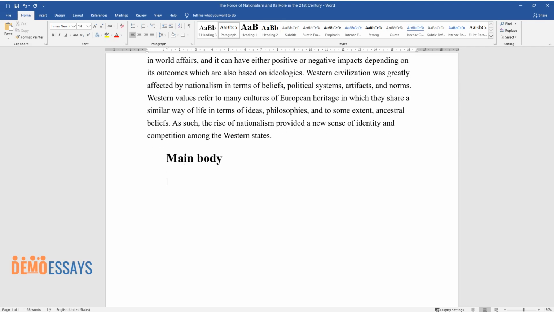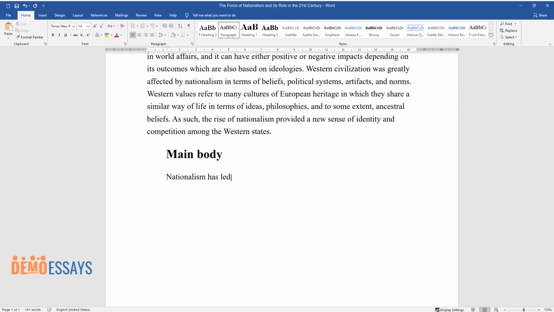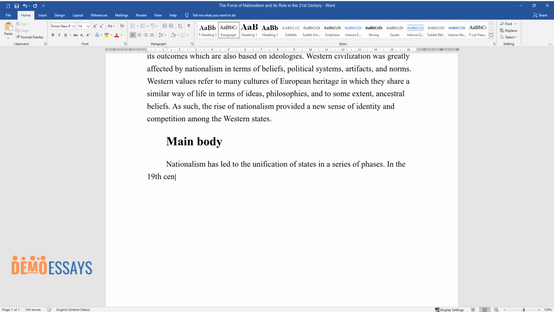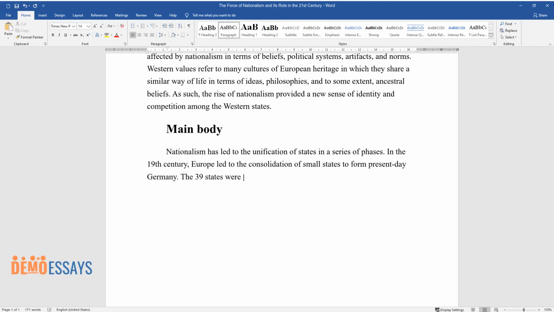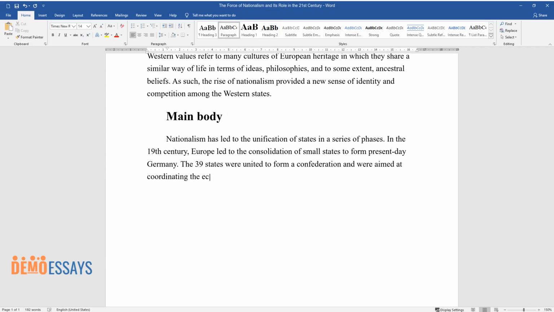Main body. Nationalism has led to the unification of states in a series of phases. In the 19th century, Europe led to the consolidation of small states to form present-day Germany. The 39 states were united to form a confederation and were aimed at coordinating the economies of German-speaking nations.